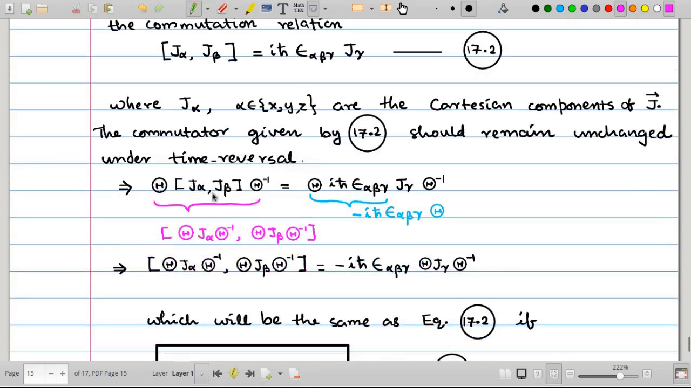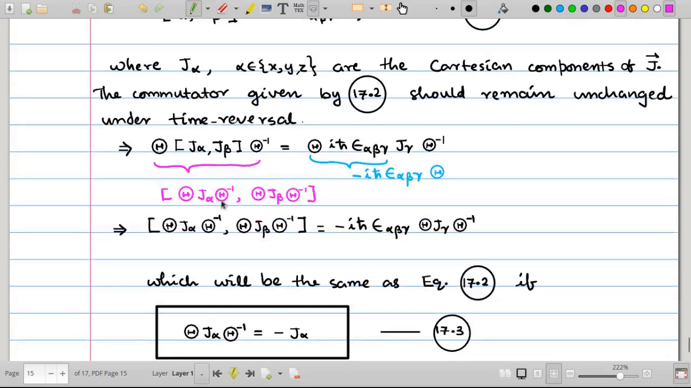So theta [J alpha, J beta] theta inverse should be equal to theta i h bar epsilon alpha beta gamma J gamma theta inverse. But now if you look at the right hand side, theta i h bar epsilon alpha beta gamma is simply minus i h bar epsilon alpha beta gamma. That's because theta is an anti-unitary operator and theta goes to the right side.